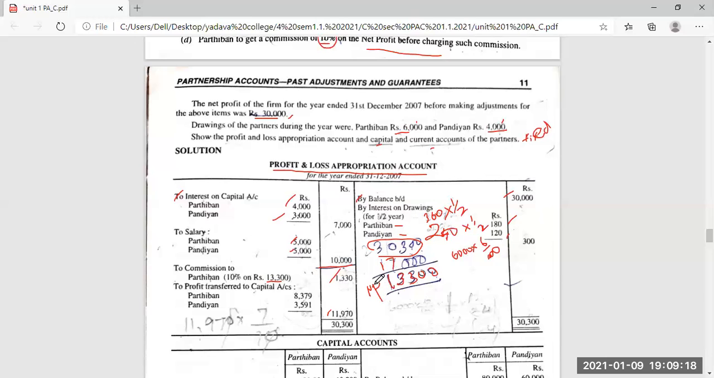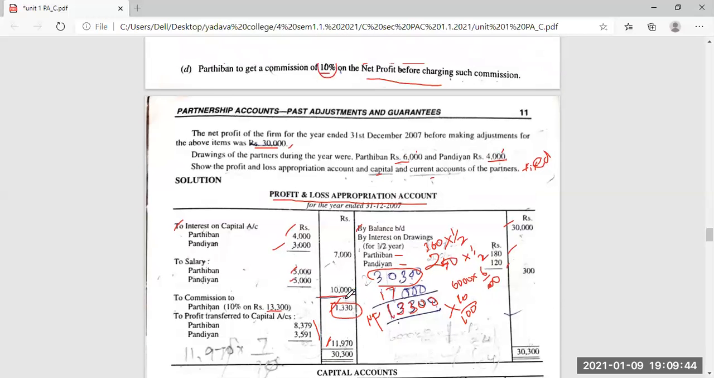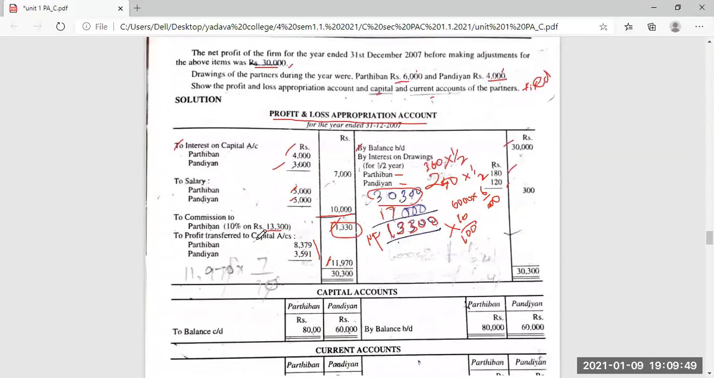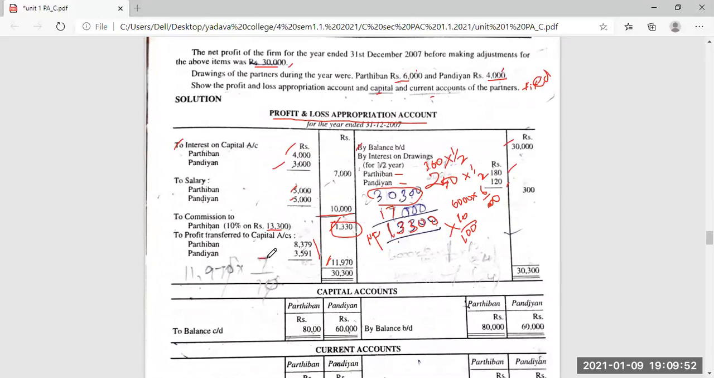But they asked to prepare a commission. So from this net profit, we are taking 10% commission. So 10% commission, we have taken 1,330 rupees as a commission. Then now we can deduct this, you will be getting 11,970. So 11,970 should be shared in their respective ratios. Here they have mentioned their ratio 7:3. So 11,970 into 7 by 10 for Parthiban, for Pandian 3 by 10 is the ratio.